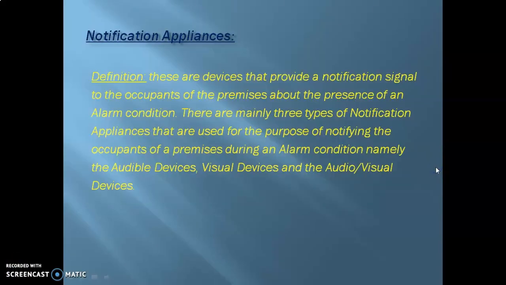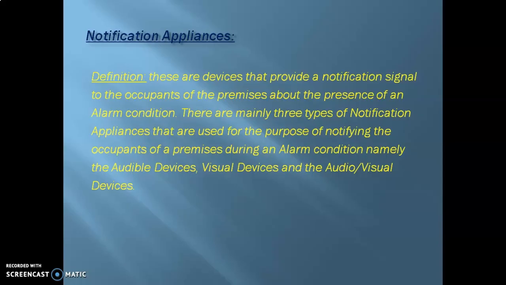Now, the next topic of discussion for fire alarm systems will be the notification appliances. Now, as stated in the definition, these are the devices that provide a notification signal to the occupants of the premises about the presence of an alarm condition. This means that whenever there is a fire alarm condition existing in the protected premises, then these notification appliances will be activated and will provide notification to the occupants of the building that there is an existing fire alarm condition within the premises, thereby allowing the evacuation of the premises.